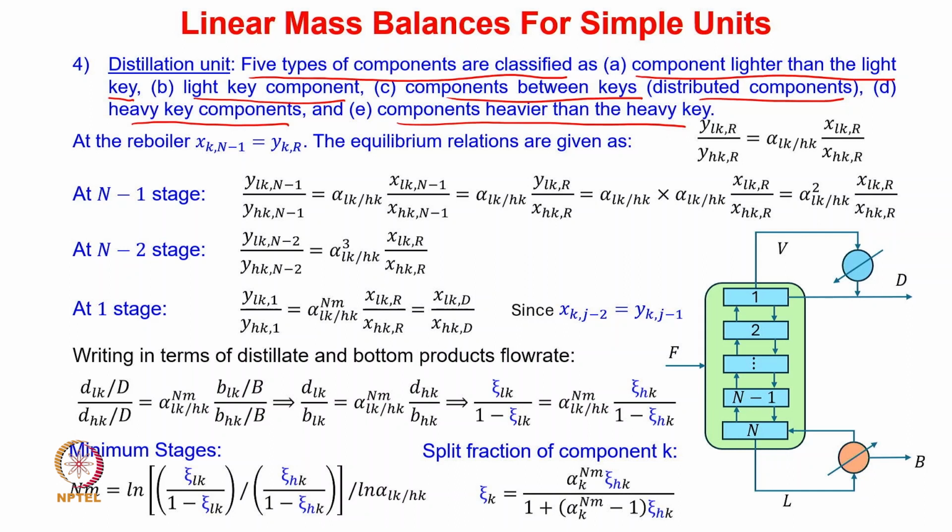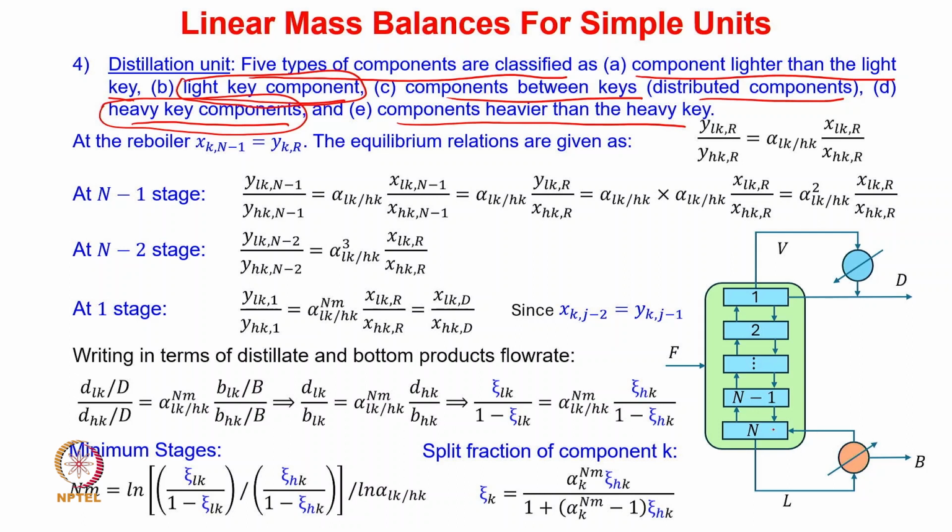So you can see that with these 5 classifications we can simplify the equations immensely. So you can see that only 2 components we need to specify. One is the light key component, and then the heavy key component. All other can be obtained easily. So let's look at this particular figure. So this is the reboiler.